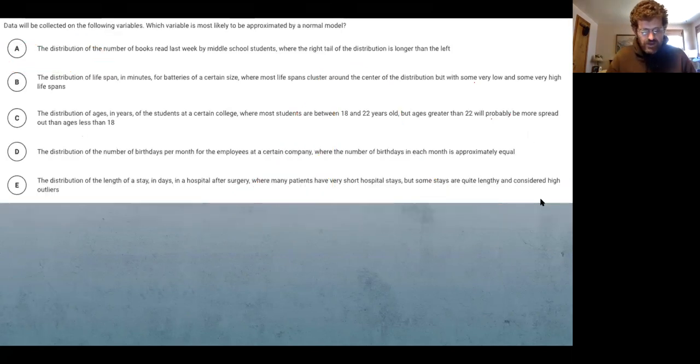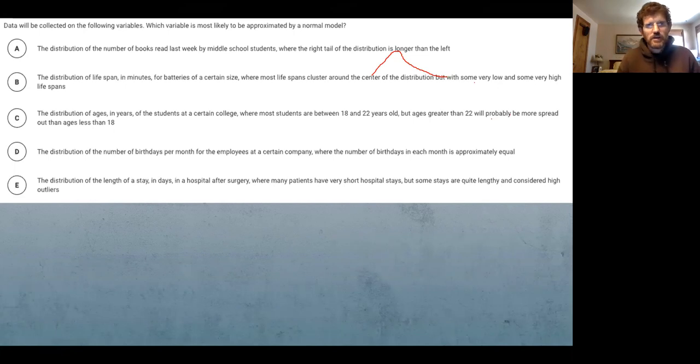So which is most likely to be approximated by a normal model in these scenarios? We're looking for one that will be normal. I'm going to sketch what these look like as we go through. We've got the distribution of number of books read by middle school students, where the right tail is longer than the left. Well, that automatically doesn't work. Let me do that a little clearer. I didn't draw that very well, but that's supposed to be skewed, and we can see the right tail is longer than the left.